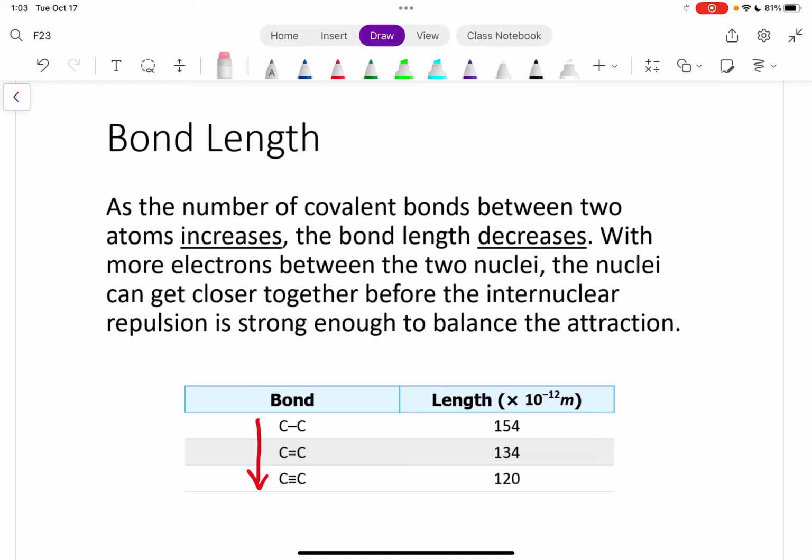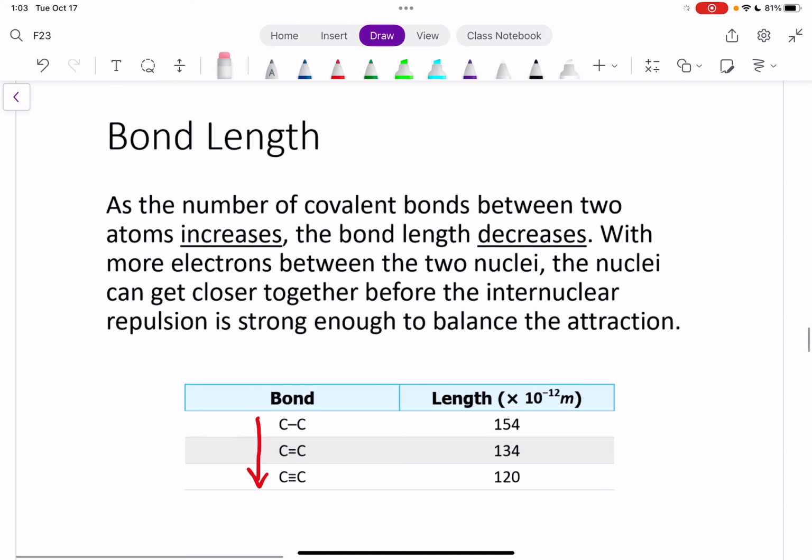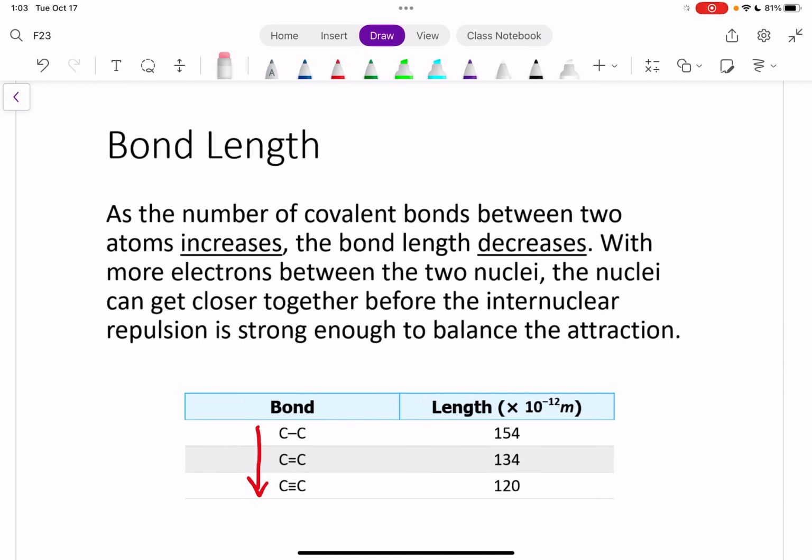Because like charges repel. So that's why when you have more and more of these covalent bonds in between these two atoms, the bond length can get shorter and shorter. Really, for our class, I don't need you to memorize what the exact length is of these bonds. I just want you to memorize that single bonds are longer than double bonds, which are longer than triple bonds.